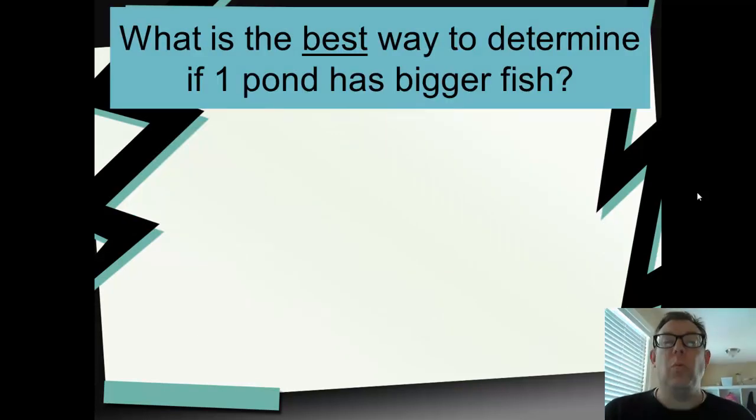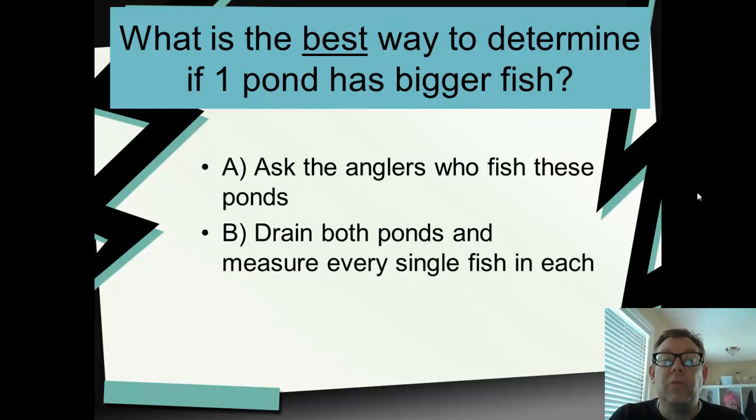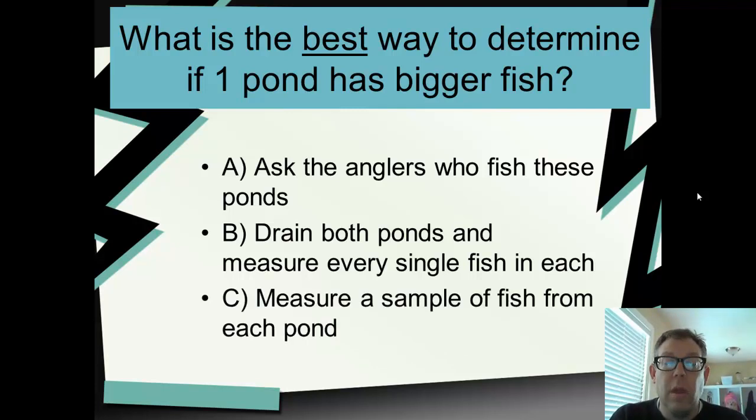So here's the question. What is the best way to determine if one pond has bigger fish? Multiple choice. A, I can ask the anglers who fish these ponds and have them tell me which one has larger fish. B, I can drain both ponds and measure every single fish in each pond. Or C, I can measure a sample of fish from each pond. So think about your answer. What is the best way to determine if one pond has bigger fish?